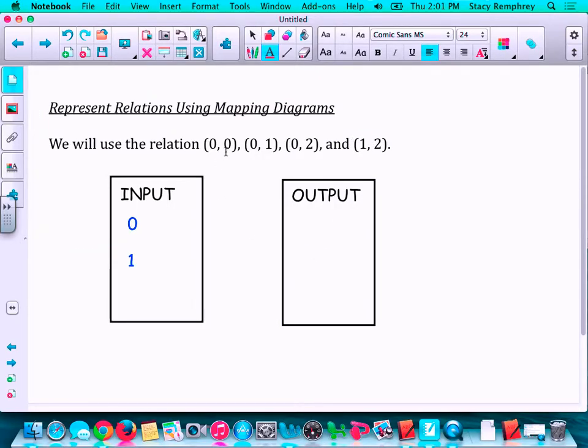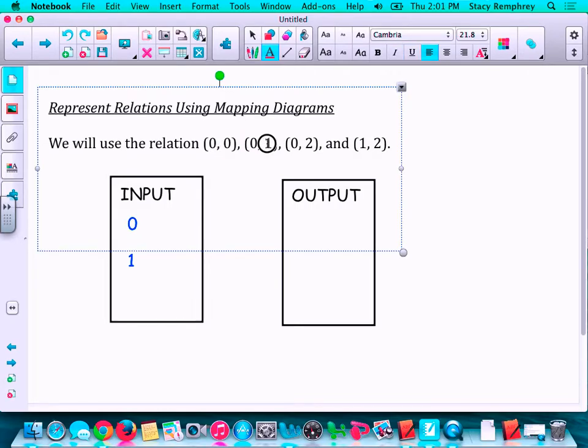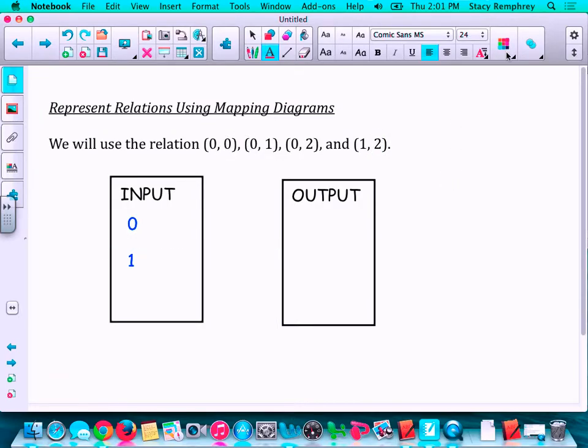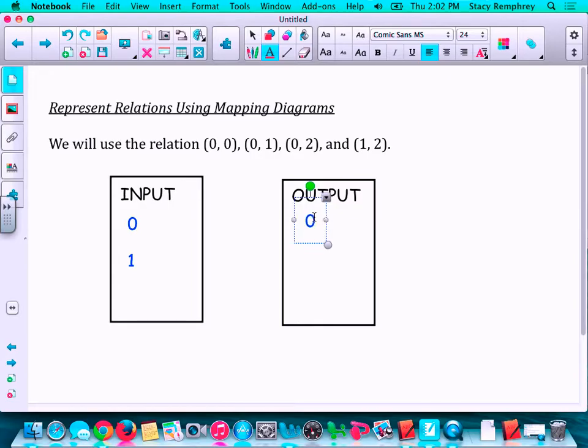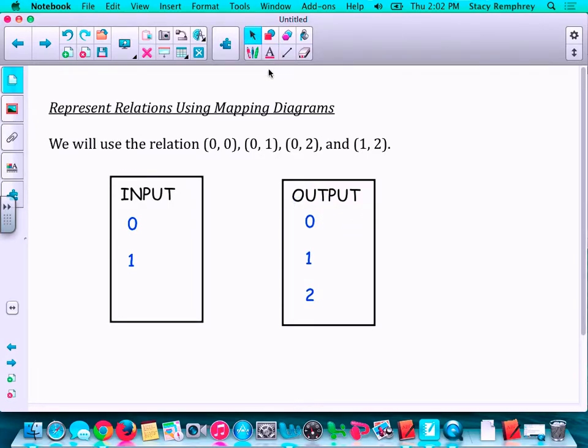For my outputs, I'm going to put my y values. And again, if a number appears twice, we only write it once. So I'm going to fill in these numbers right here. So my outputs were 0, 1, and 2. Now to show this relation, what we're going to do is use some arrows. Okay, this is called a mapping diagram.